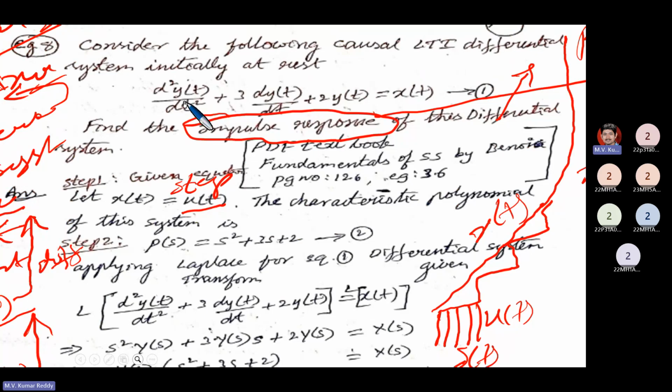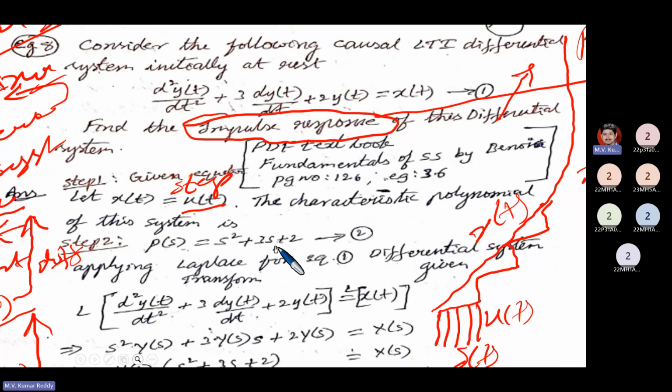ఇది దీనికి లాప్లాస్ అప్లై చేసాం అనుకోండి. Whenever Laplace is applied, d square by dt square becomes s square. So s square into y of s. Y of s కామన్ తీసేస్తే ఇక్కడ s square plus 3s plus 2. ఈ పాయింట్ అర్థమైందా? ఎస్ సార్.